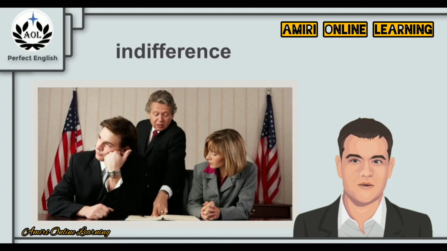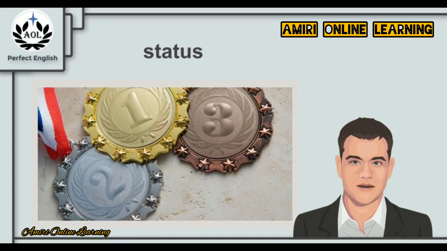So the next time you remember this picture of that old gentleman trying to say something to these two people, remember the word indifference and what it means. And now for the last key word for this chapter, status. If you look at the picture, we have medals. We have the first, the gold, the silver, and the bronze medal.